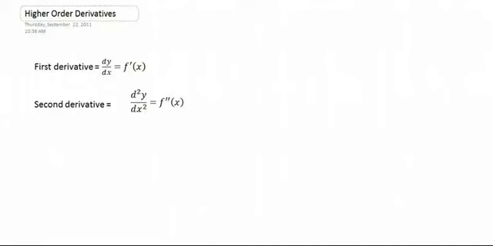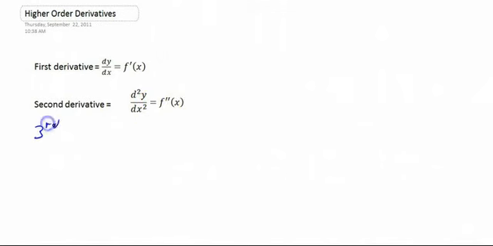Okay, if you're watching this screencast, hopefully you already know what a derivative is: it's an instantaneous rate of change. We can take the derivative of a function, and then we can take the derivative of the derivative. That's just called the second derivative. If the first derivative is dy over dx, which we write as f prime of x, then the second derivative is d squared y over dx squared, and that's called f double prime of x.